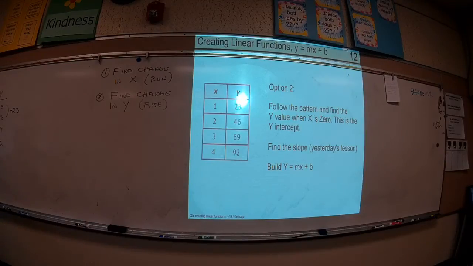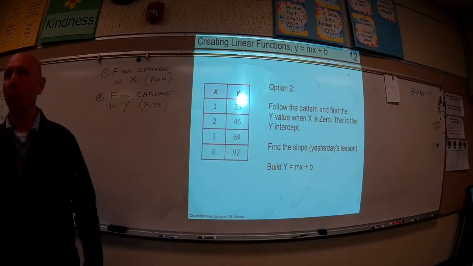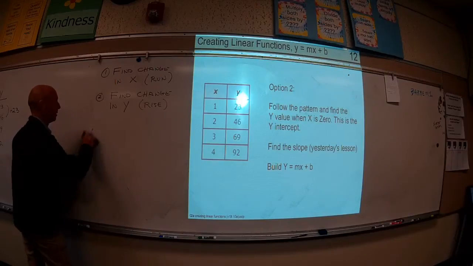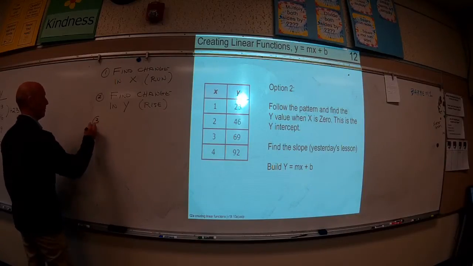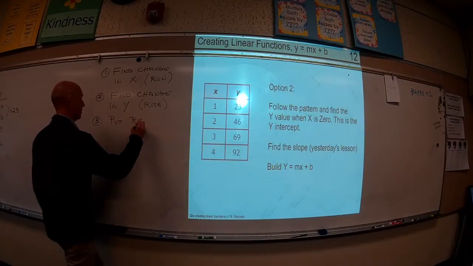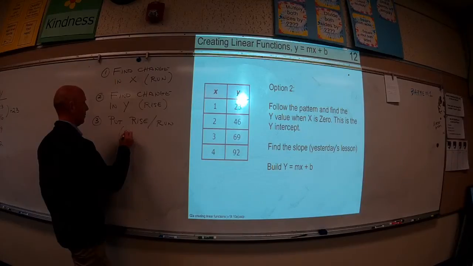It's almost like we're doing the slope triangle thing, isn't it? It's so much like the slope triangle. I find 2 good points, I find my rise. Okay, put rise over run. Step 3. That's our slope.